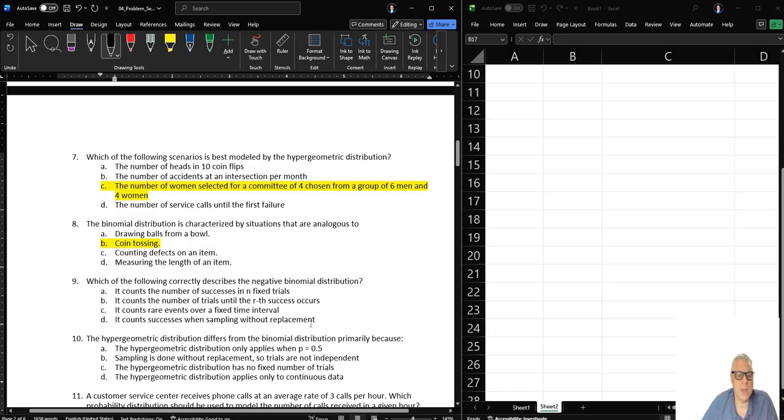C. It counts rare events over a fixed time interval. No, that would be Poisson. D. It counts successes when sampling without replacement. No, it's B.